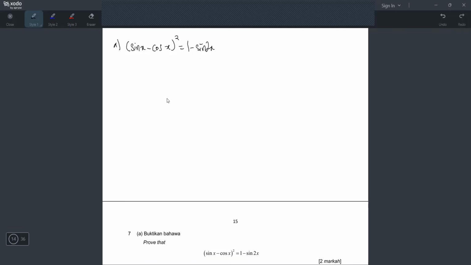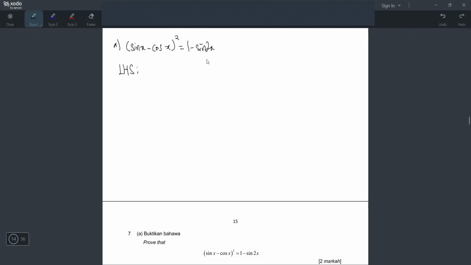Okay, before we prove, we have to decide which side I want to start. Do I start on the left hand side or do I start on the right hand side? And I always tell students, start with the more complicated side. So which side looks more complicated? We can see that the left hand side is much more complicated, because on the left hand side there are a lot of things you can do. You can expand, and after you expand, you can simplify further.